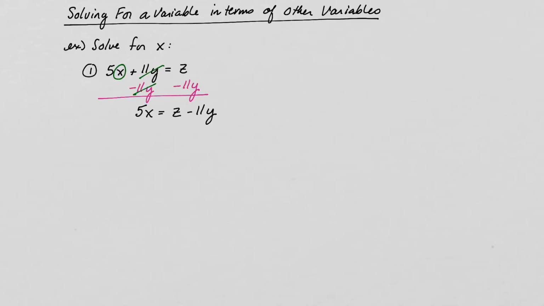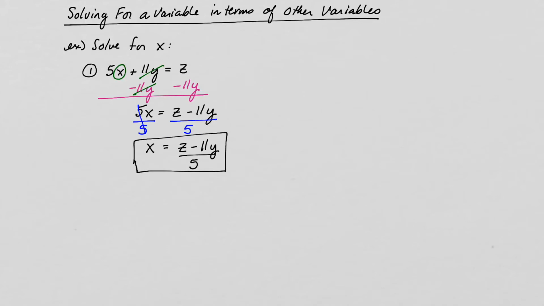And now we can turn our attention back to the 5x. So the 5x here, the 5 is being multiplied times the x. So to undo this, we're going to divide both sides by 5. So if I divide the left-hand side by 5, I also have to divide the whole entire right-hand side by 5. So these cancel, and I'm just left with x. And on the right-hand side, I have z minus 11y divided by 5. I just leave the answer that way.